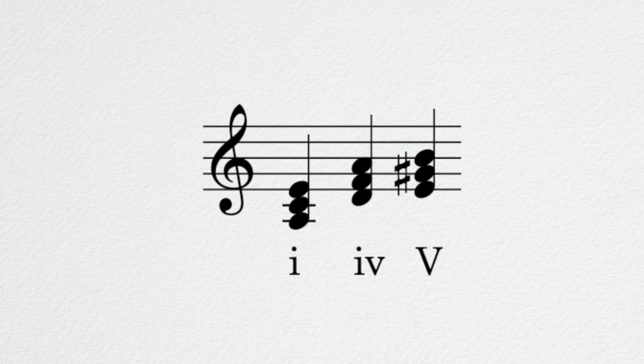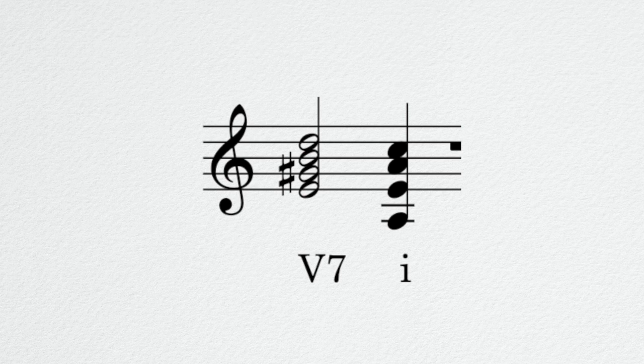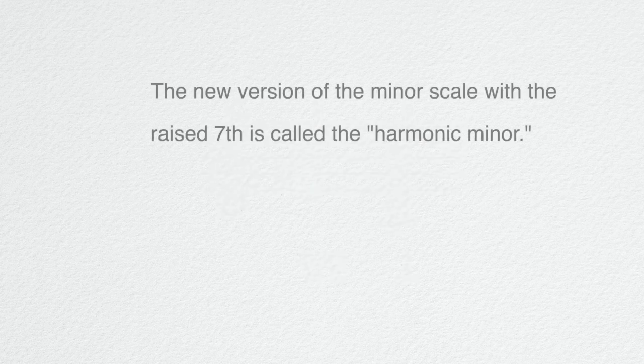So here we still have the minor 1 and 4, but the 5 has been converted into a major triad, since the leading tone of the scale is the major third above the 5. So we have the familiar 5 dominant chord, just as it is in the major scale, operating in the minor. In fact, we can even turn it into a dominant 7th chord, which resolves to the minor. This new version of the scale that we had to make to have a more satisfying harmonic resolution is what we call the harmonic minor scale.